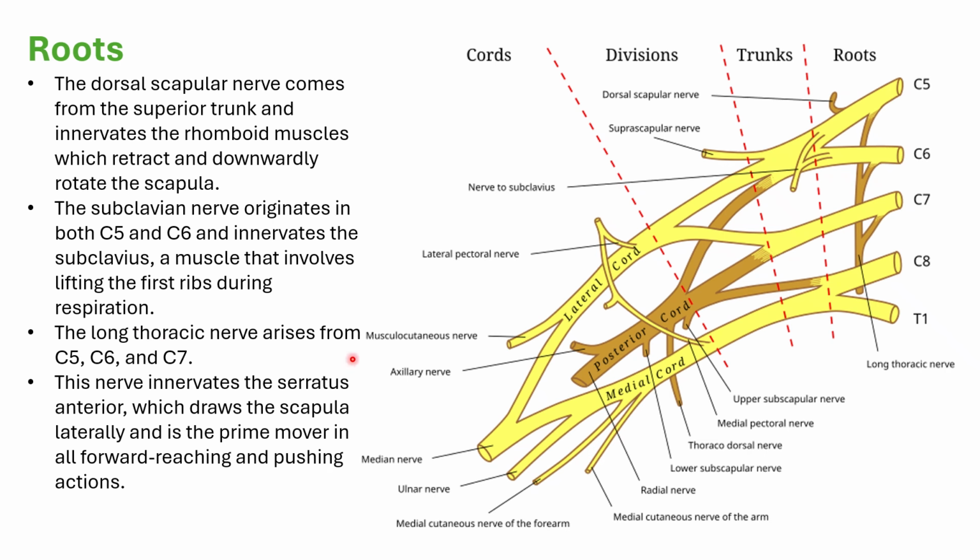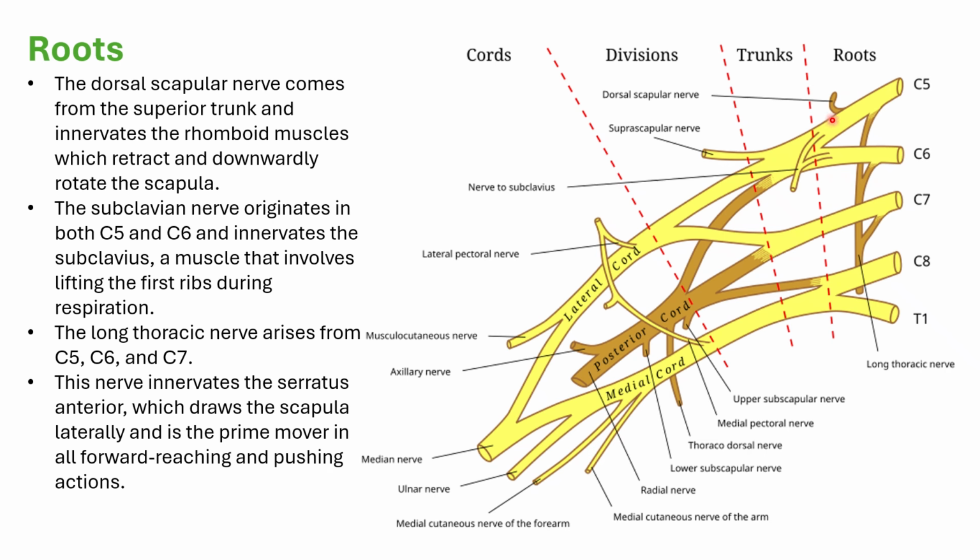The long thoracic nerve arises from C5, C6, and C7. This nerve innervates the serratus anterior, which draws the scapula laterally and is a prime mover in all forward reaching and pushing actions. As you can see, these are roots, C5, C6, C7, C8, and T1. This here is the long thoracic nerve. This red line here is the part we call a trunk.